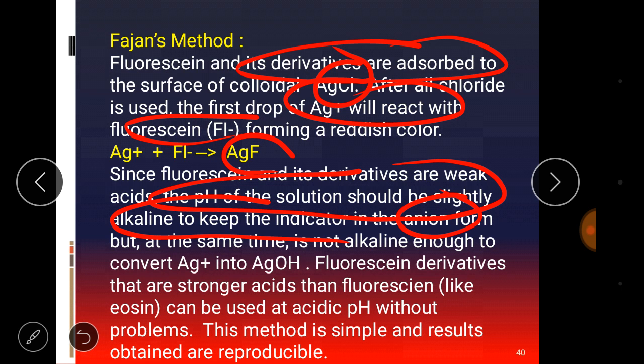But at the same time it should not be alkaline enough to convert Ag plus into silver hydroxide. So the medium should be alkaline, but not highly alkaline. If it is highly alkaline, then Ag plus ions are converted into silver hydroxide, which is unwanted. So the medium should be only slightly alkaline. Fluorescein derivatives that are stronger acids than fluorescein, like eosin, can be used at acidic pH without problems. This method is simple and the results obtained are reproducible.